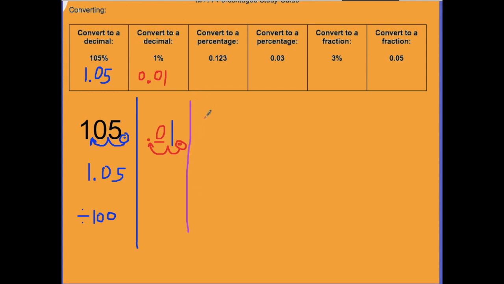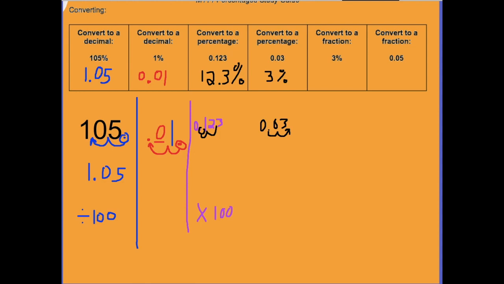All right, going to a percentage then, I have 123 thousandths, or 0.123. This time we're going to multiply by 100. So, how do we do that? We take our decimal and we move it 2 spaces to the right, and this becomes 12 and 3/10, or 12.3%. Same thing with our next one, 3 hundredths, or 0.03. So we move our decimal 2 spaces to the right, which is multiplying by 100, and we end up with 3%.